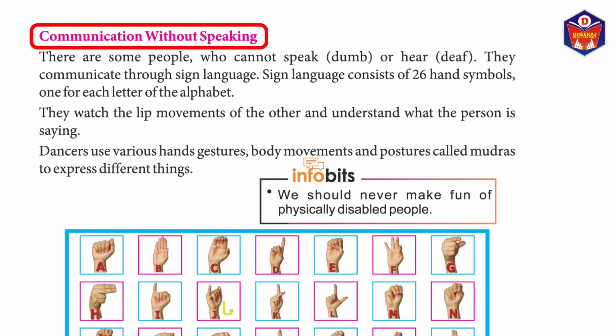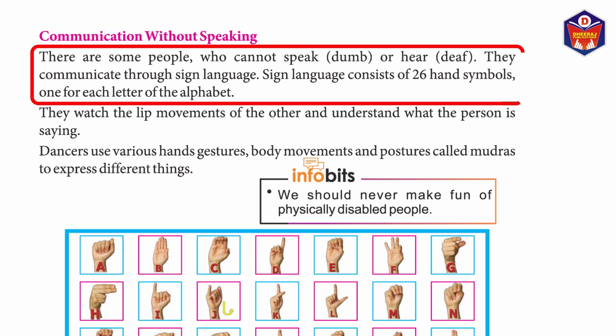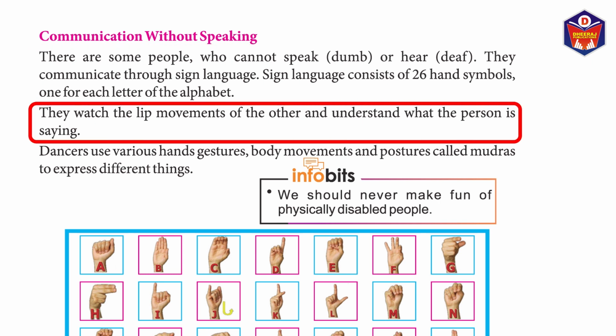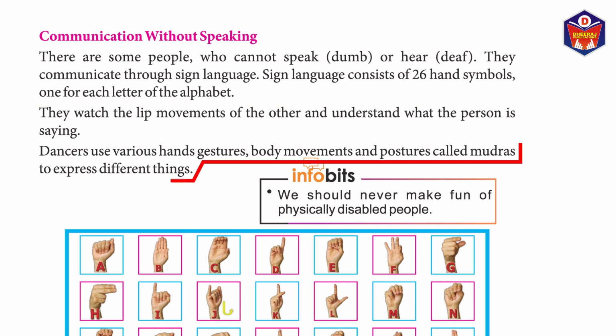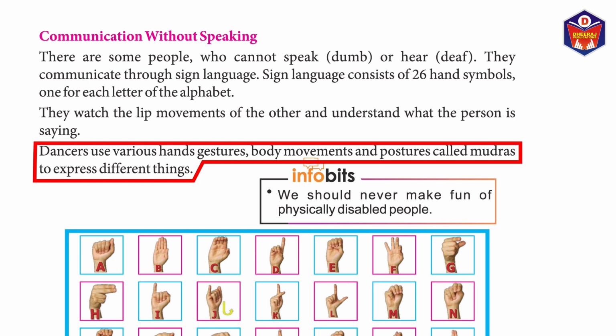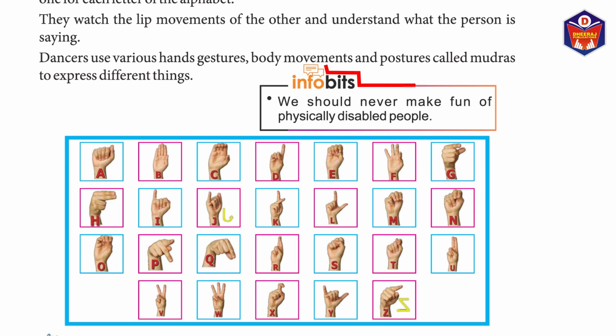Communication without speaking. There are some people who cannot speak, dumb, or hear, deaf. They communicate through sign language. Sign language consists of 26 hand symbols, one for each letter of the alphabet. They watch the lip movements of the other and understand what the person is saying. Dancers use various hand gestures, body movements and postures called mudras to express different things. Info bits. We should never make fun of physically disabled people.